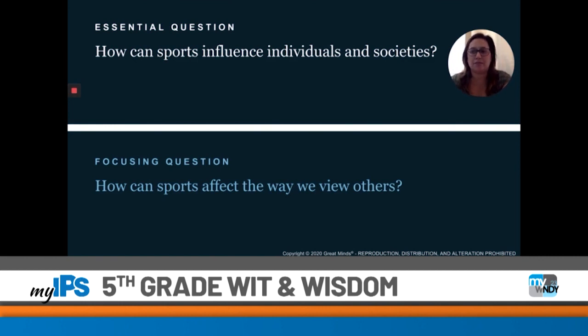Each Wit and Wisdom module is divided into several sets of lessons. Each set of lessons helps us focus on and build knowledge about the different aspects of our topic. A focusing question will guide our learning for each set of lessons. Our first focusing question for Module 4 is, how can sports affect the way we view others? At the end of this set of lessons, we'll have learned and thought about new ideas, and we will be able to answer this question.